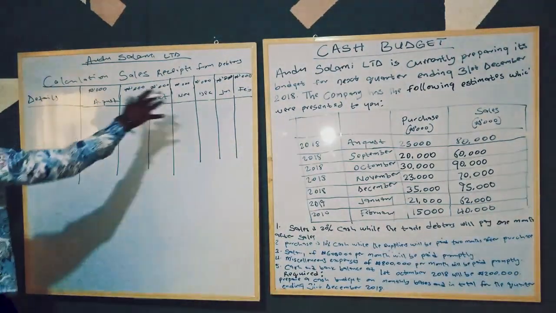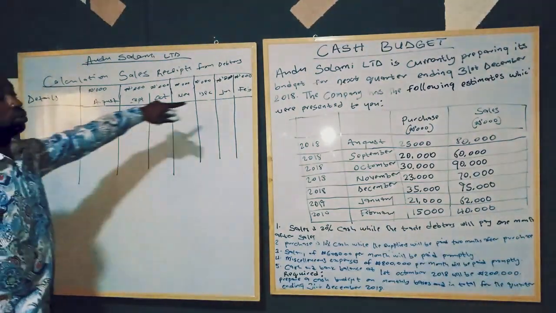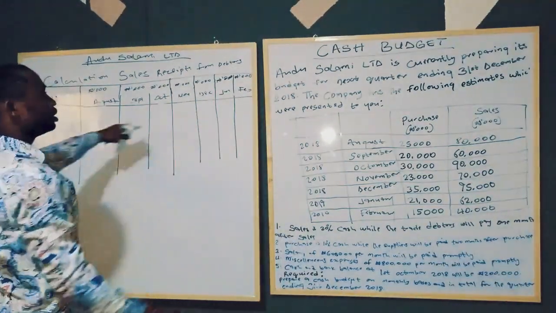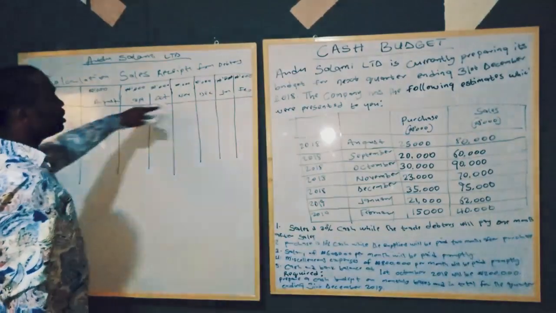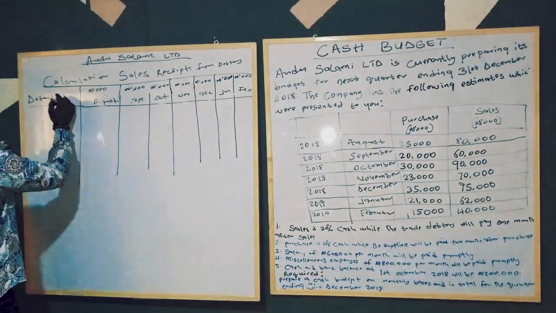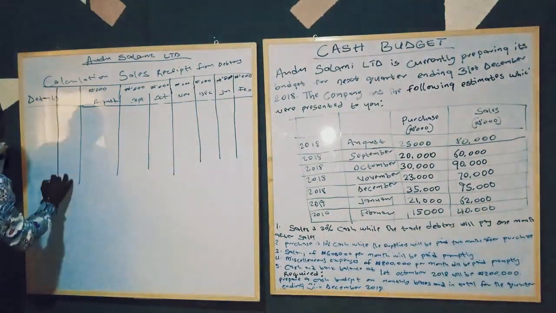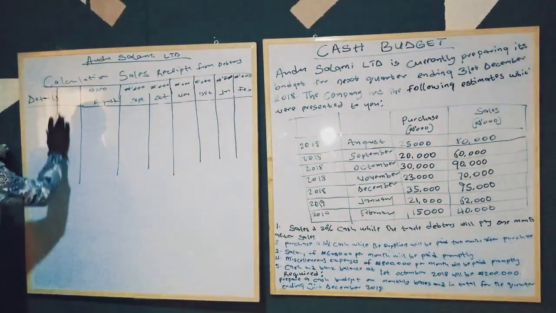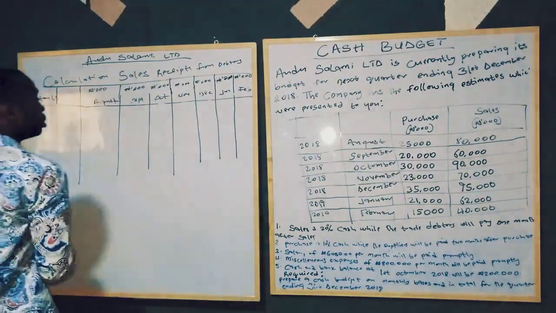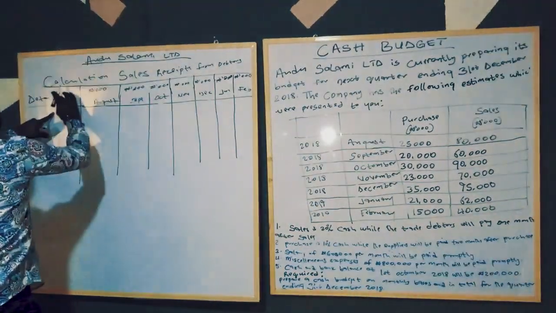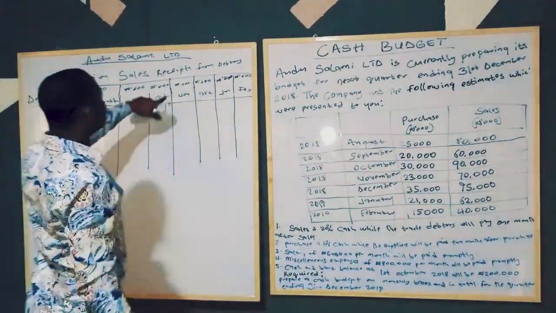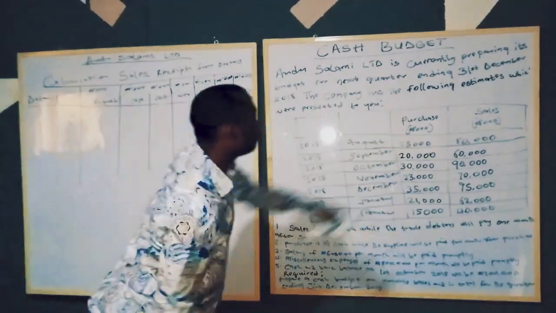Now the first thing to do after you prepare your table, don't mind my rubbing this thing because my marker board is not large enough. After you prepare this table, it simply means that we have prepared all these months here. So the first thing to do is to put all your sales. We are calculating for sales here, all your sales for each month.